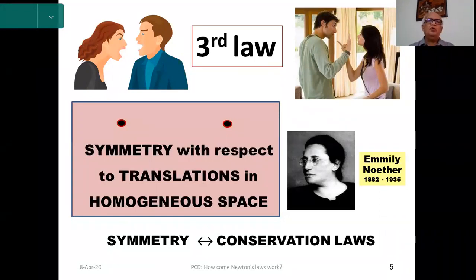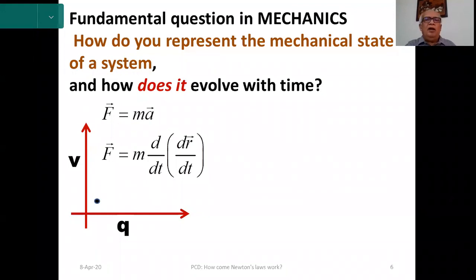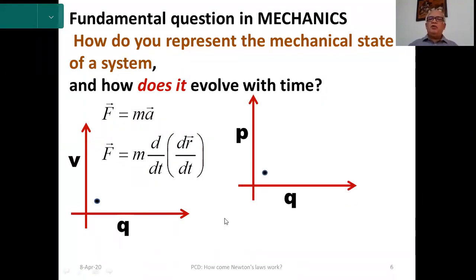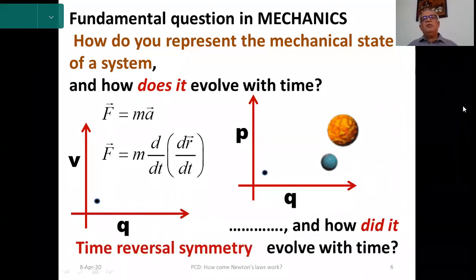So these are the three laws of Newton, and they are all dependent on an underlying idea that the mechanical state of a system is represented by a point in the phase space. So you can have a position, velocity, phase space, and then you represent the mechanical state as a point in the phase space. And when you study its temporal evolution, how does it evolve with time? All right? So dq by dt, dv by dt, when you examine these things, then dv by dt gives you the acceleration, which is the effect of the force, and it is directly proportional to the force in the linear stimulus response theory.